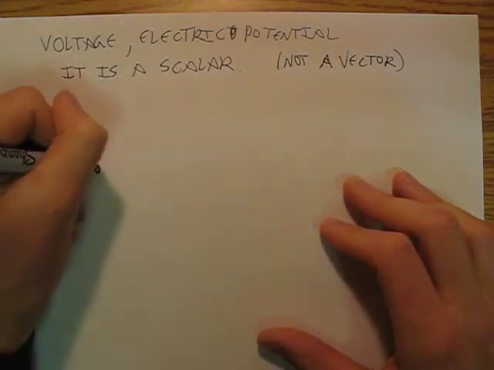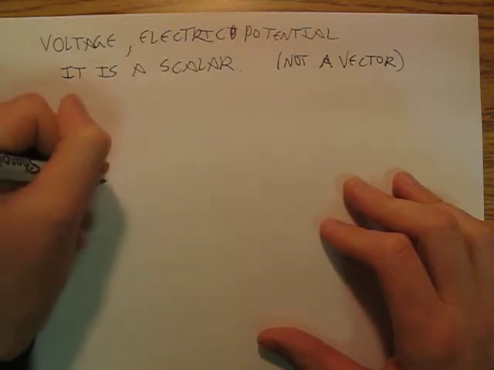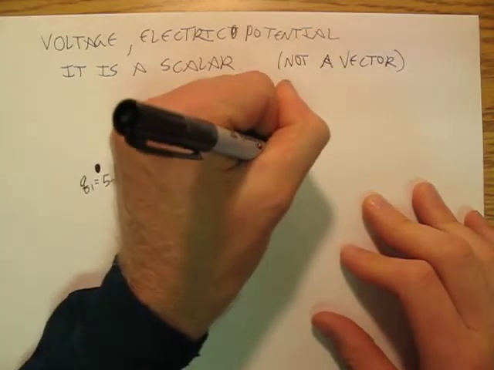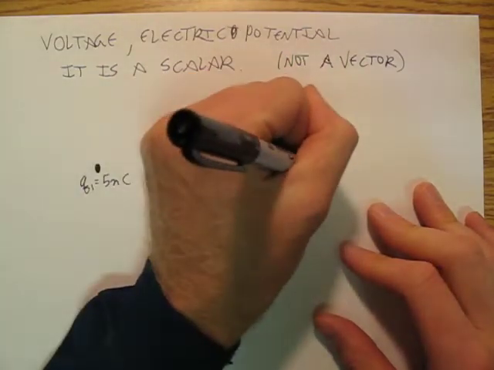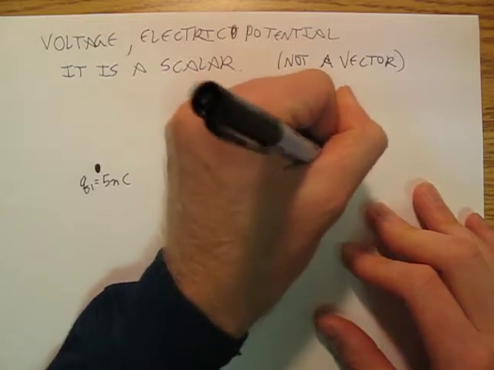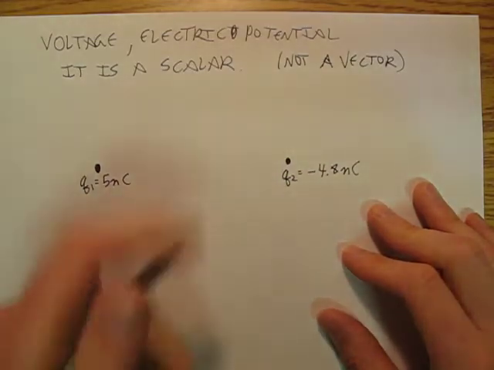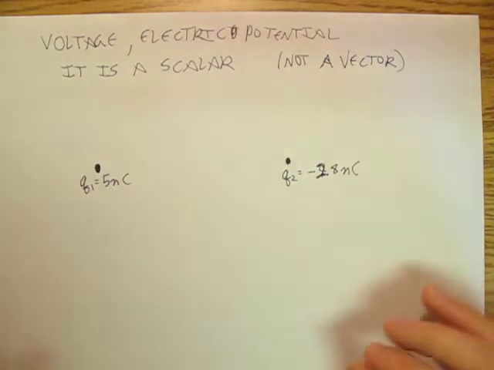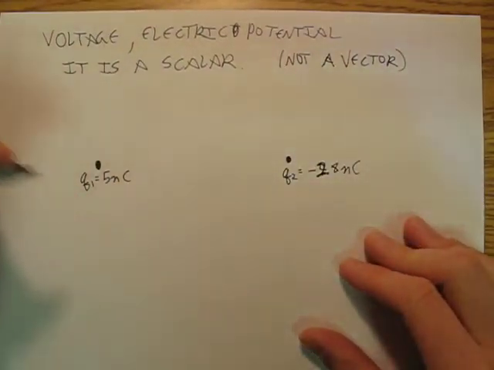Okay, so I'm going to do a little example problem. What I'm going to do is I'm going to have a charge here. Q1 is going to be 5 nanocoulombs, and then Q2 is going to be negative 4.8 nanocoulombs. I don't know why I made it so close. Let's make it negative 2.8 nanocoulombs. Okay, and I'm going to choose a point here.